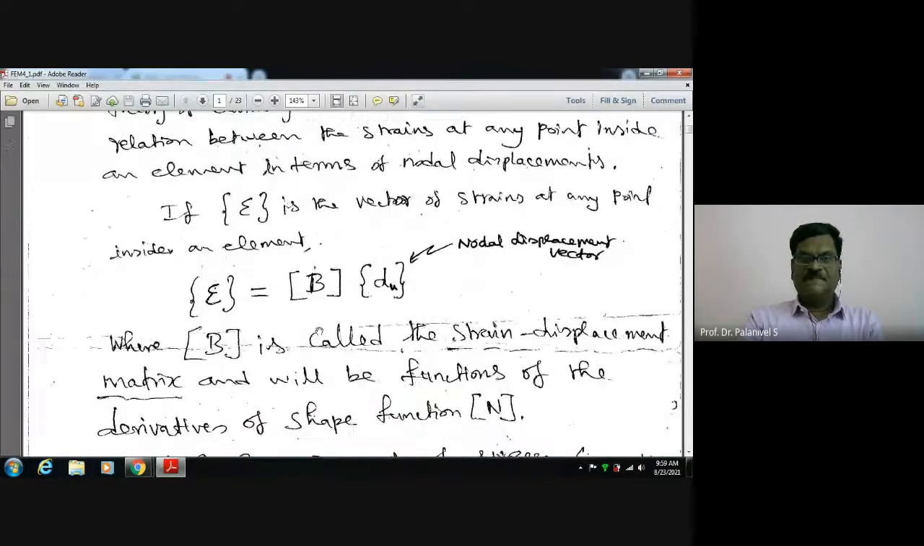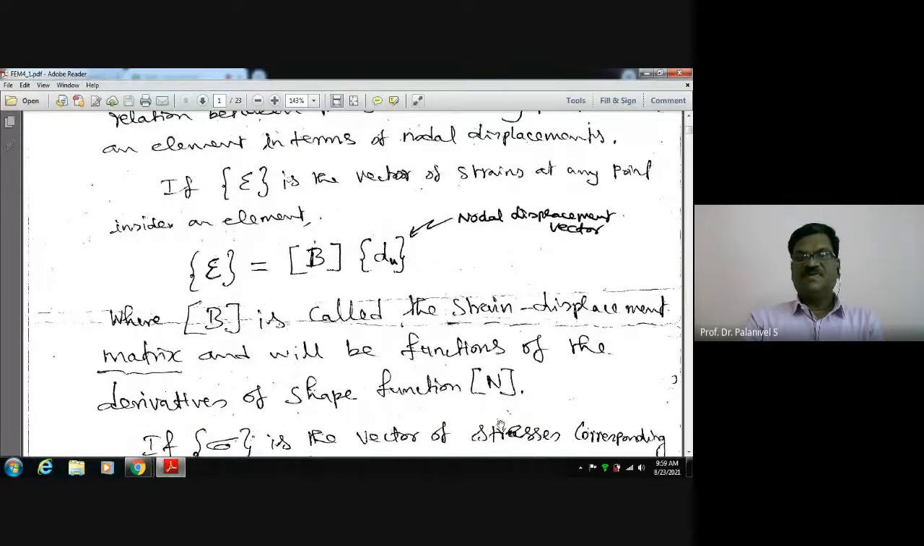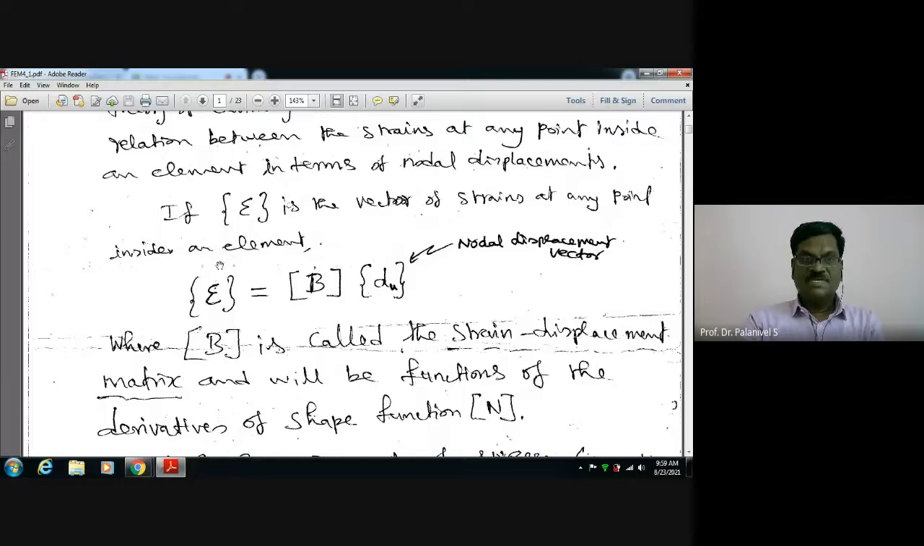I will tell you. Okay, where B is called the strain displacement matrix, and it will be a function of the derivatives of the shape functions N. Okay, please listen here: where B is called the strain displacement matrix and will be a function of the derivatives of the shape functions N. How will it be a function of the derivatives of shape functions N? Please, all of you see here, we know the variation of displacement within an element, that is, the displacement in the element, u is equal to the shape function matrix N into d u, the nodal degrees of freedom vector.